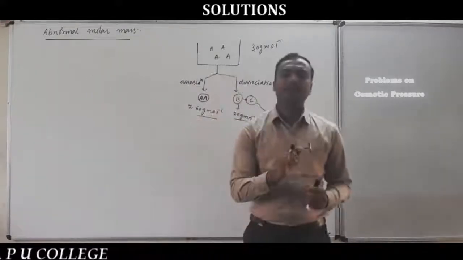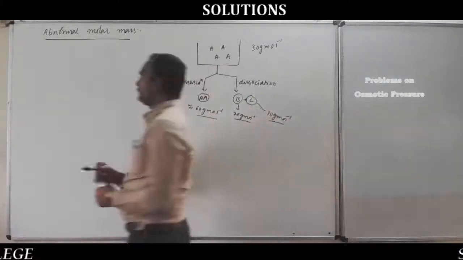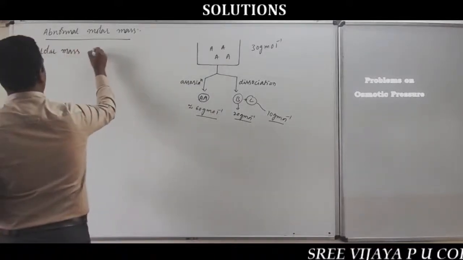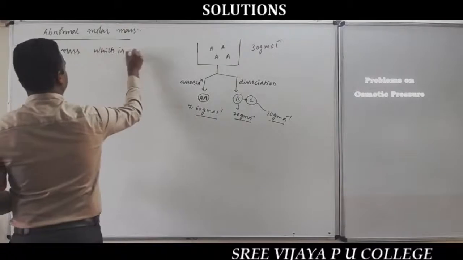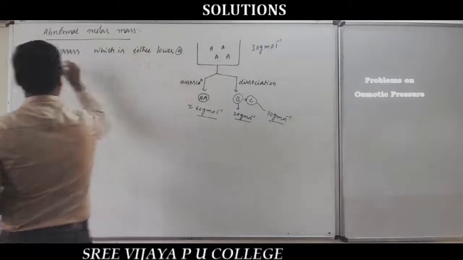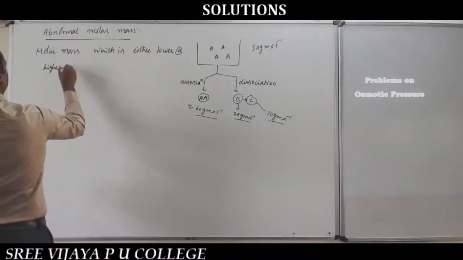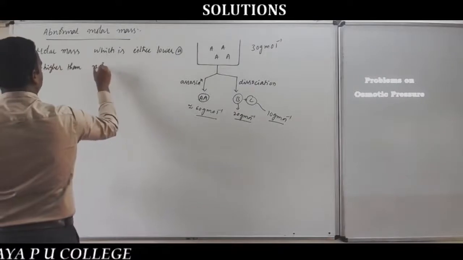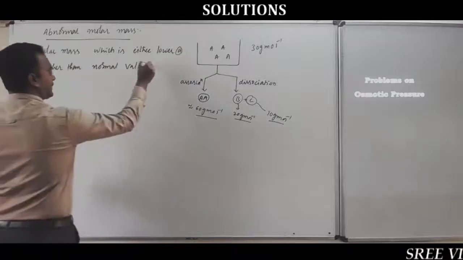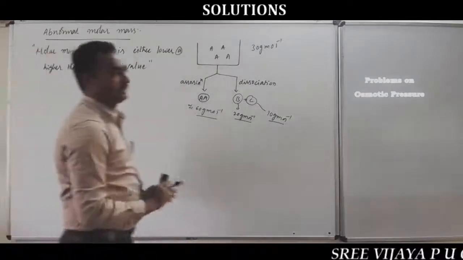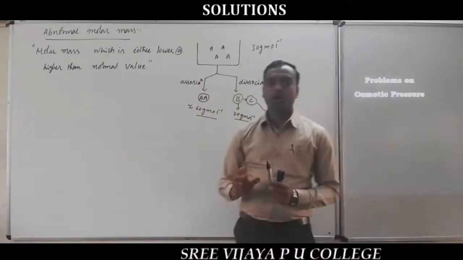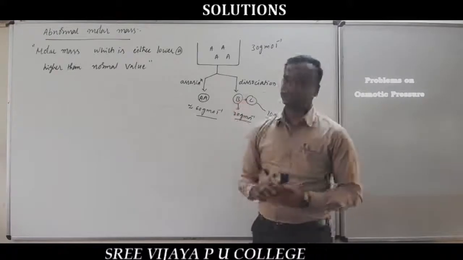Okay, so then what is the meaning of abnormal molar mass? Abnormal molar mass is nothing but molar mass which is either lower or higher than the normal value or normal molar mass. That is called abnormal molar mass.